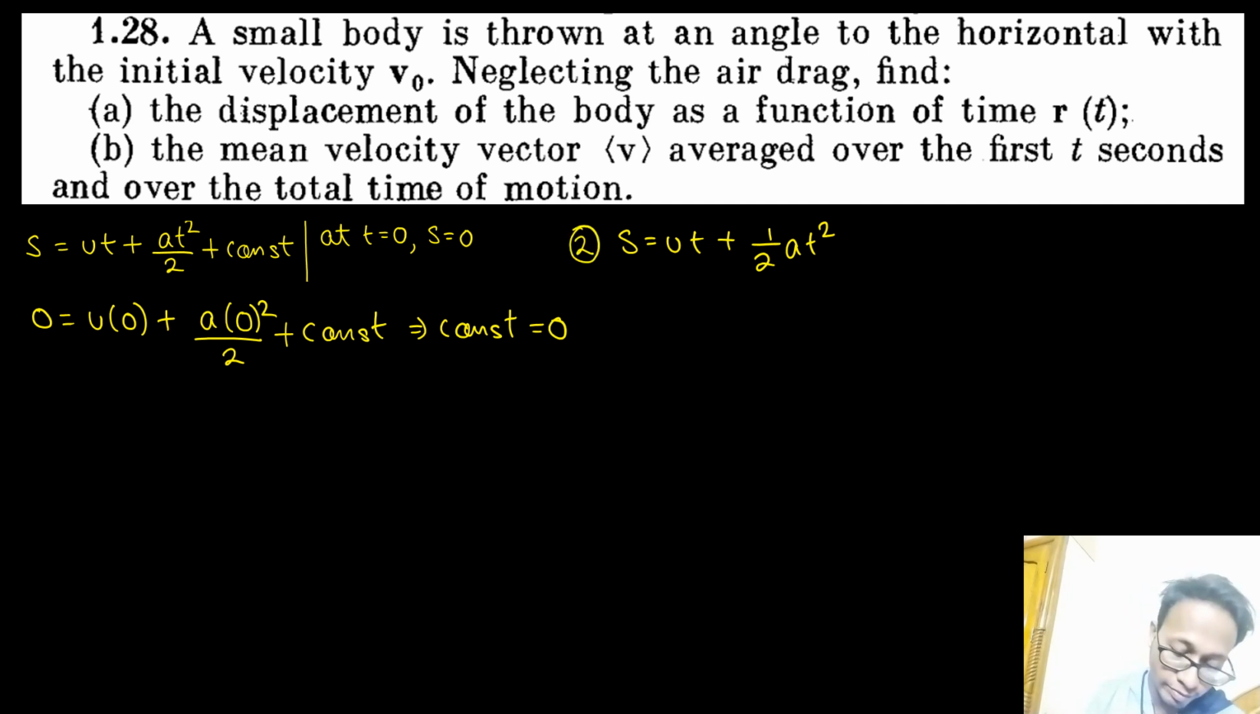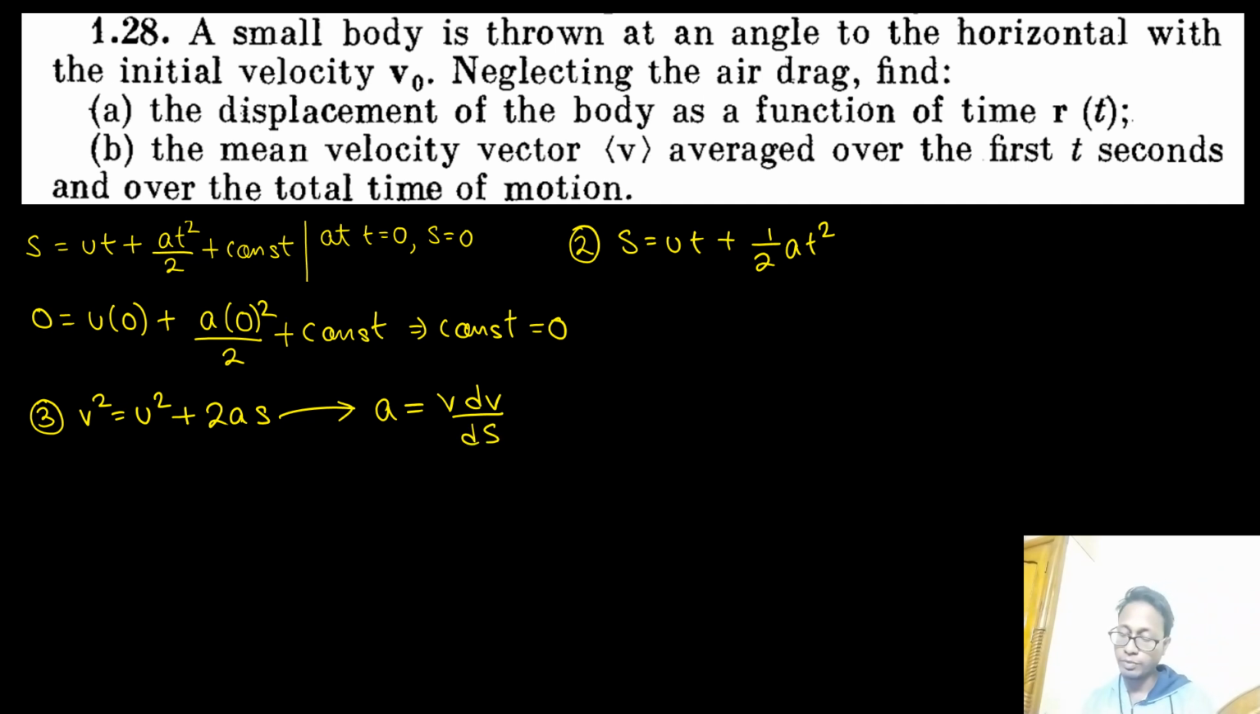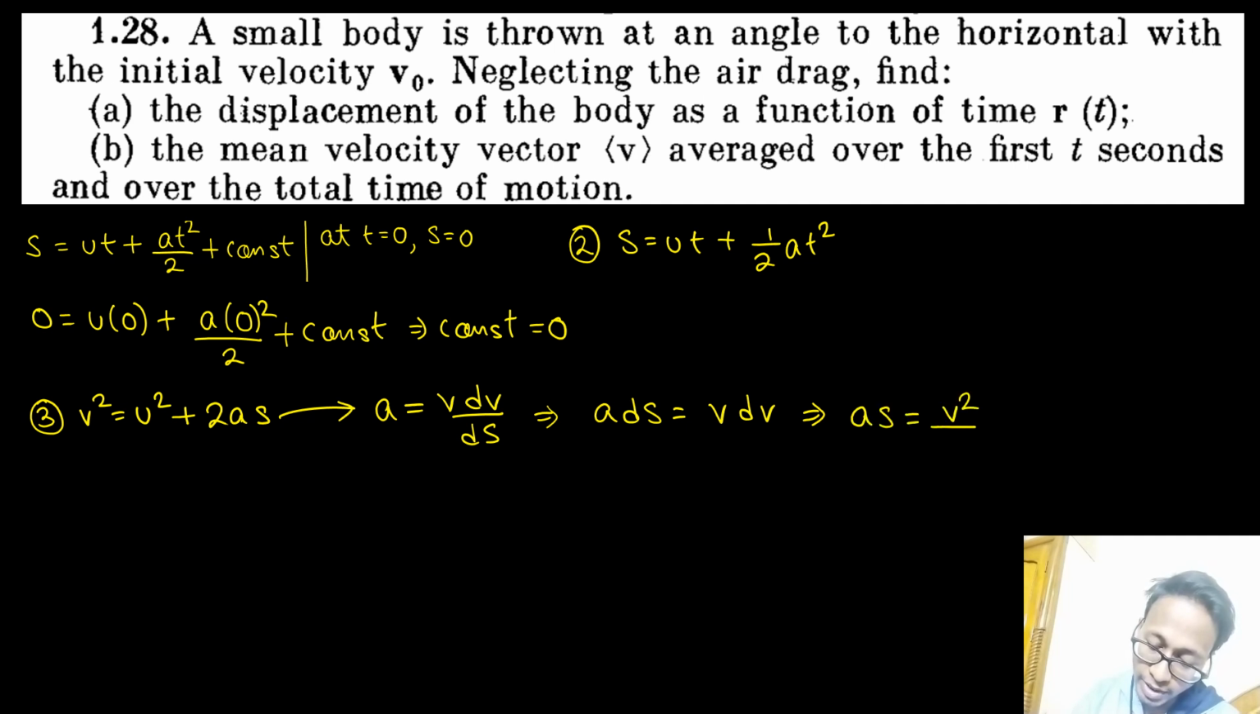And the third formula, v square is equal to u square plus 2as. How do we derive that? Acceleration can also be written as v dv by ds. I've learned that in a few questions earlier. So a into ds is equal to v dv, or a into s is equal to v square by 2 plus some constant.